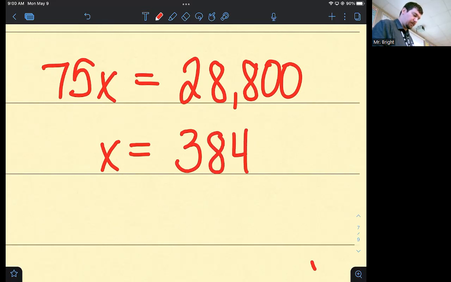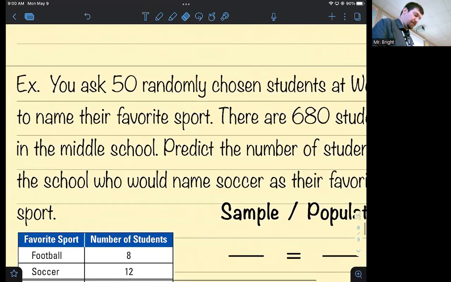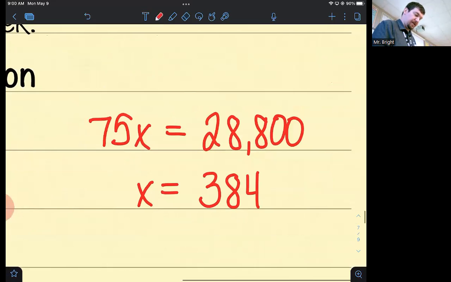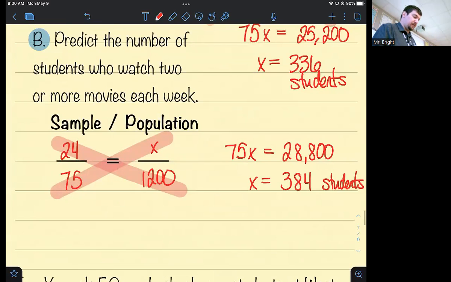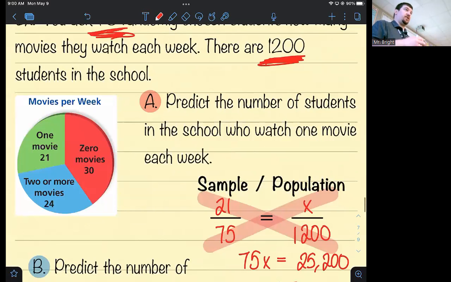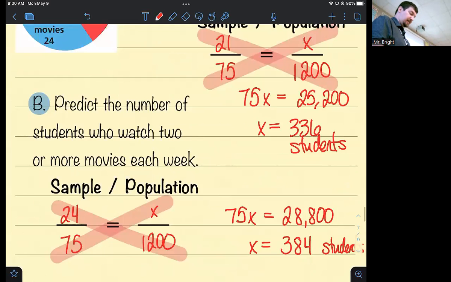Okay, yes. This is B. I was thinking we were on C, or not C, but the next problem. Yeah, 384, and then we'll say students. Now, if you wanted to know how many students you would predict that watch 0 movies, you could do 30 out of 75 instead of your proportion again. Or there's actually another way, since you know how many predicted students watch 1 movie and 2 or more movies, you could just subtract those from 1,200 and get whatever's remaining. So you have a couple different ways. Yeah, but we're not asked to do that here.